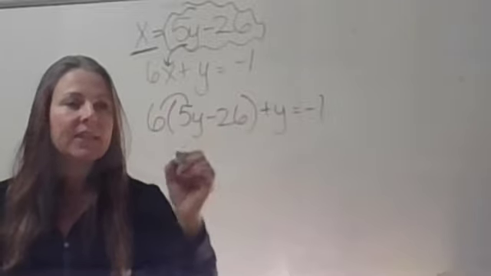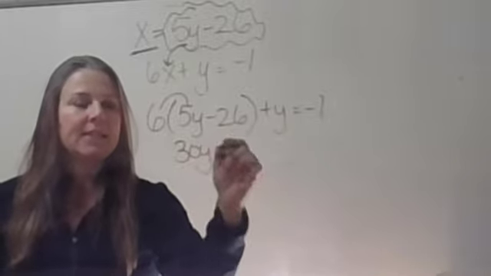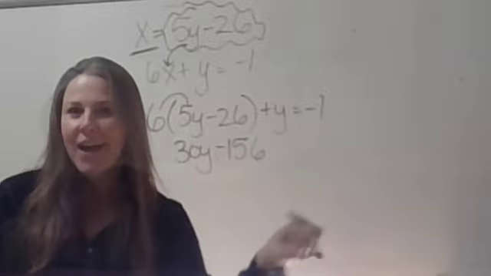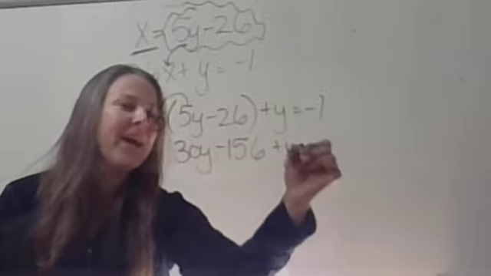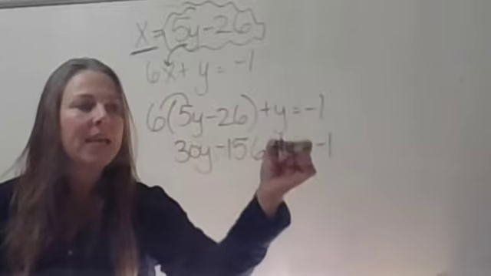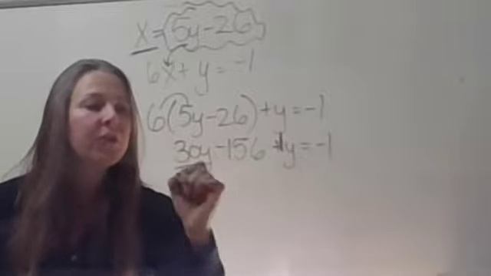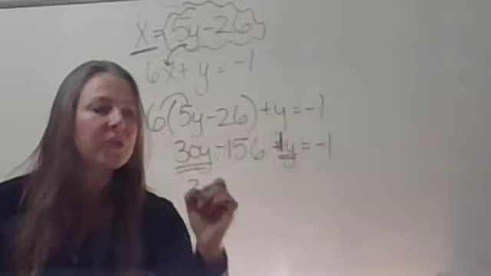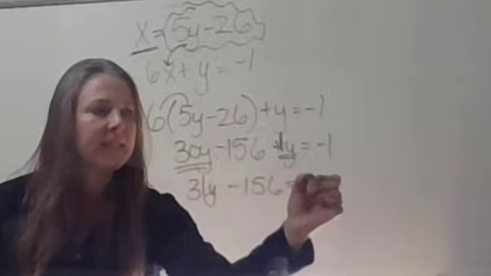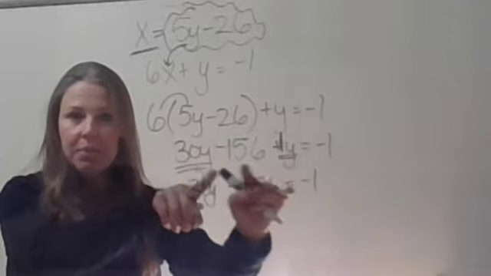Okay, so 6 times 5y is 30y, minus 6 times 26 is 156, plus y equals -1. All right, a y alone is the same thing as a 1y. So if it helps you to put that 1 there, do that. 30y plus 1y is 31y, minus the 156 equals -1. So these were on the same side of the equal sign, so we just put them together.